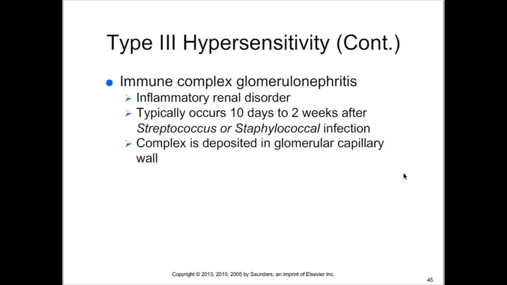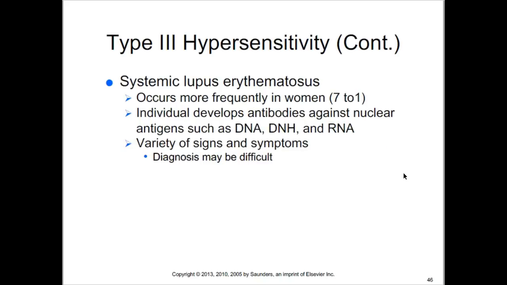So one of the things that it might cause is glomerular nephritis. Typically about 10 days, 2 weeks after a streptococcal or staphylococcal infection, you might see deposition of this immune complex into the glomerular capillary wall.